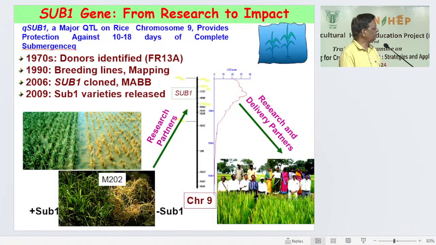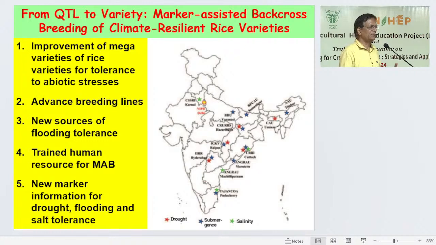So this is one example, Swarna Sub1. Swarna is a mega variety. It is sensitive to flooding. If it is flooded in water, submerged, it will die completely. But when the Sub1 gene was transferred, the gene was cloned using the genome information. Within 3 years, in 2006, the gene was cloned, and in 2009 the variety was released. It became very popular. So this process is called developing NILs. NILs are also called essentially derived varieties. That means adding one gene to an already existing variety.